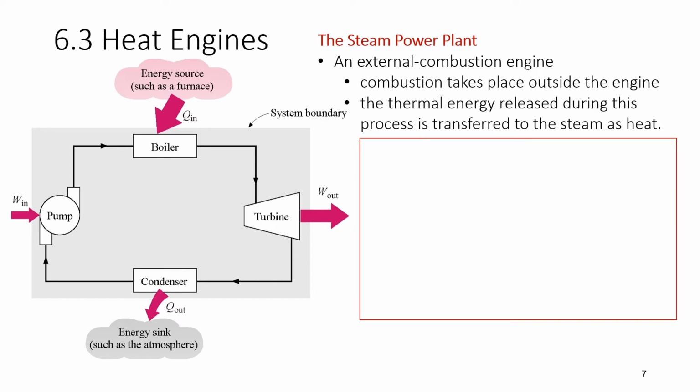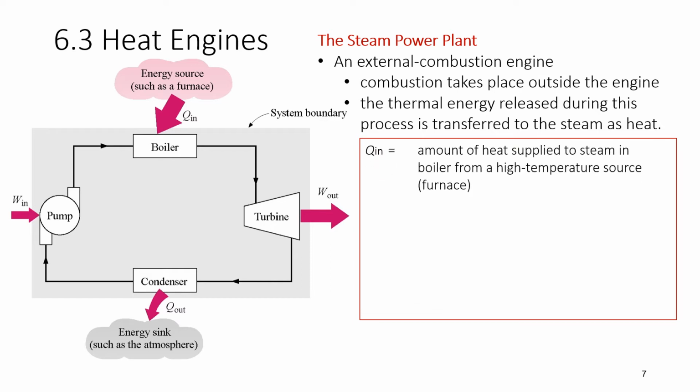So what happens at each stage? First, you ignite the furnace. The furnace is on, it supplies heat, Q in, to the device called the boiler. What happens in a boiler is, this is a steam power plant, therefore the working fluid is water. What happens when you boil water? It turns into steam, obviously. At this process, the amount of heat supplied to the steam in the boiler from a high temperature source is Q in.